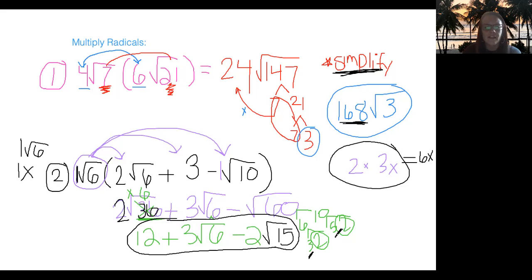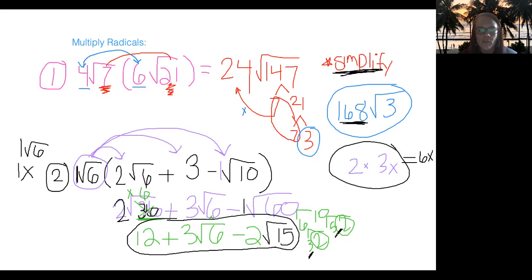All right, then lastly, we have square root of 6 times the square root of 10. So the whole number on the outside is just a 1. So we're doing 1 times -1, which is just -1 if you want to write that. And then 6 times 10, which is 60. So that's how I got this third one in the purple. The last step is then you need to simplify.